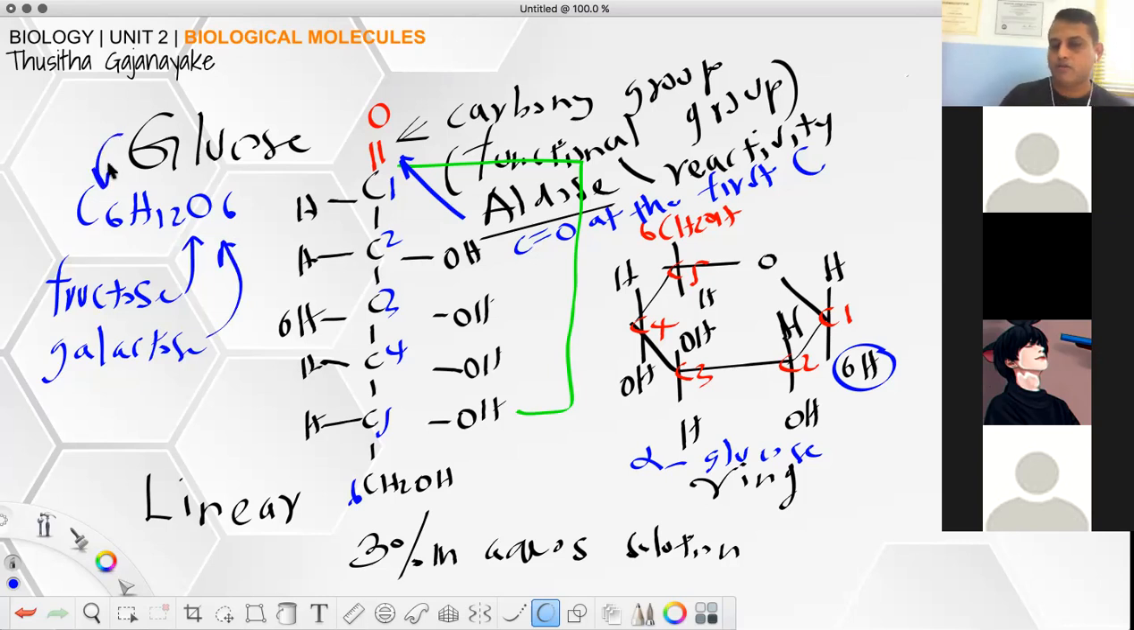But then how do they differ in structure, why do they become different monosaccharides? To learn why they differ, I hope you copied this one. If you have copied this linear and ring structure, we can find the answer why fructose and galactose are different sugars even though they have the same molecular formula.